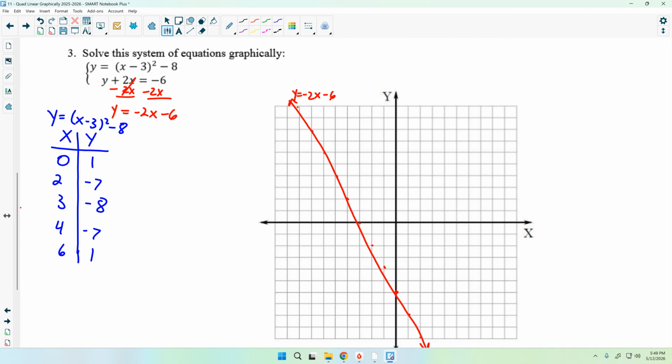Okay. So again, as always, starting with our vertex. 4, negative 7, 2, negative 7, let's say 6, 1, and 0, 1. Labeling, and then we've got to state our solution, which is that there is no solution.